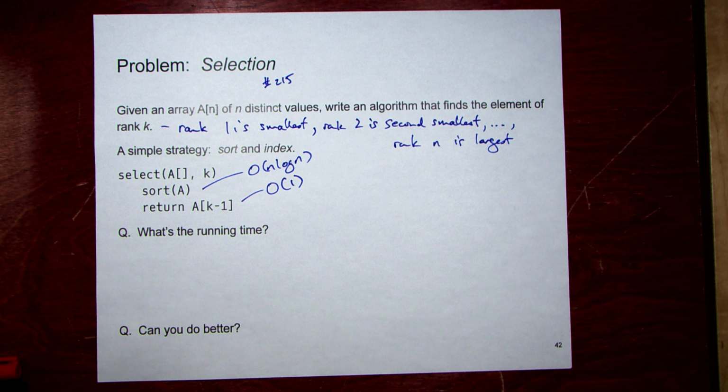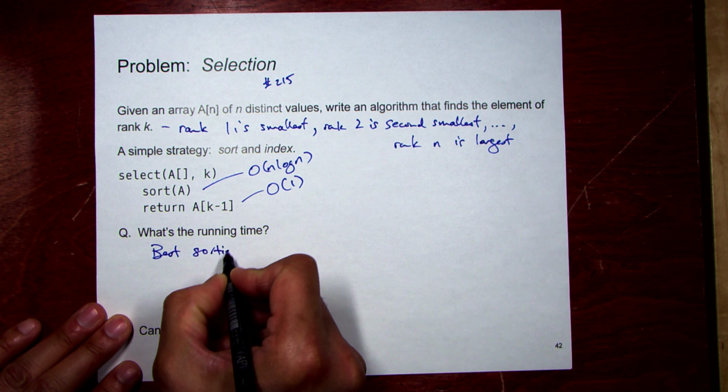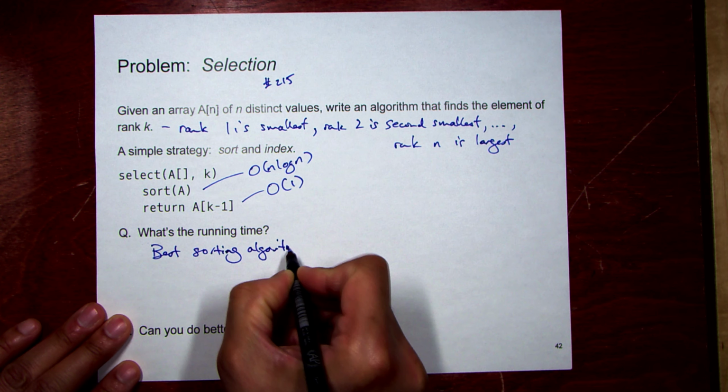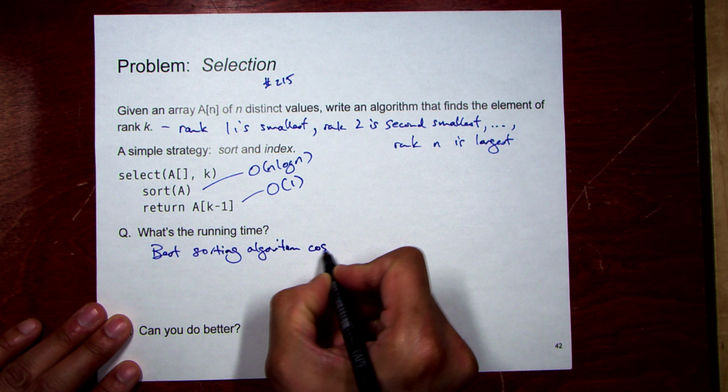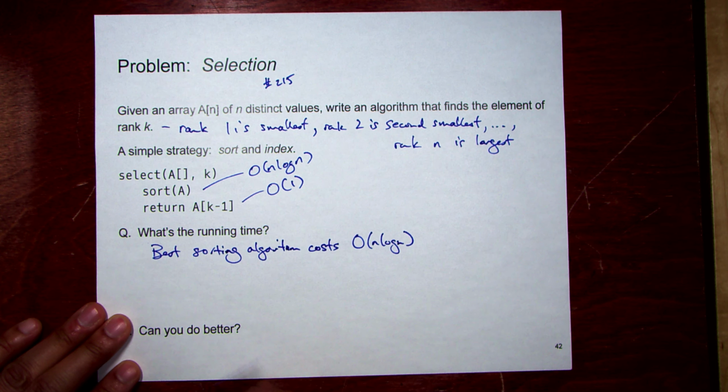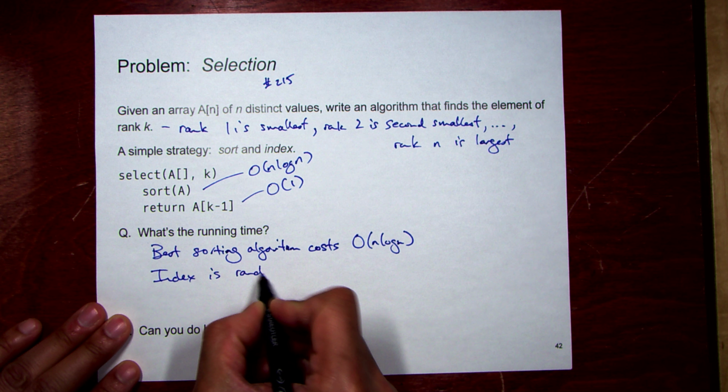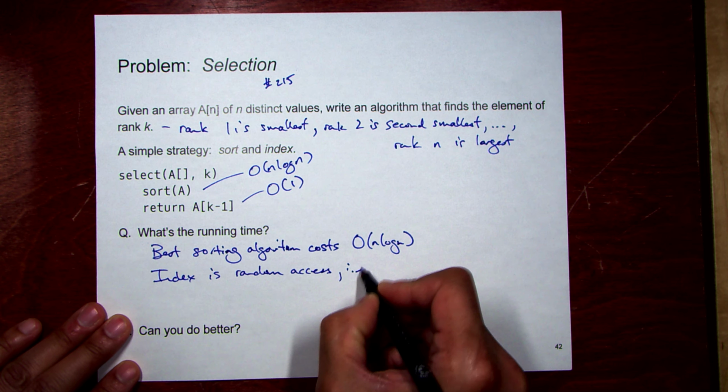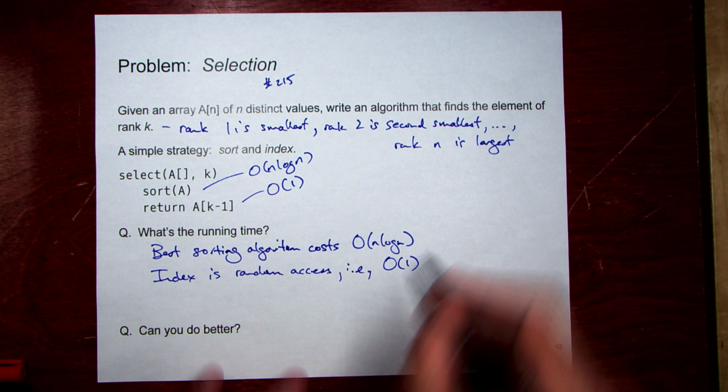Just to write this down here, the best sorting algorithms cost big O of n log n. Index is a single op. It's random access to go to a memory location. And you combine these things together, and the total is n log n.